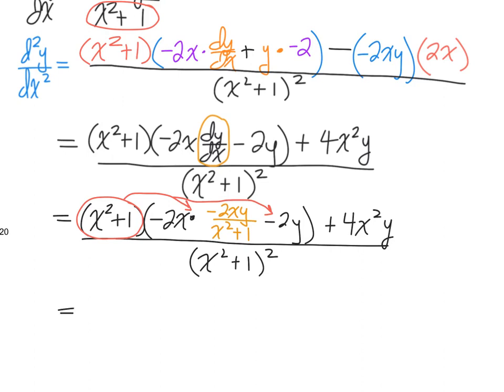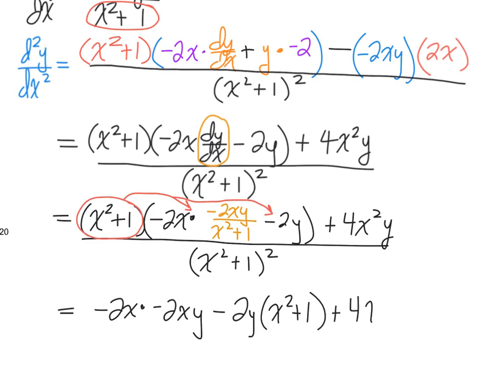Now, this is the one good thing about it. There's not much good that comes out of this problem, but in terms of simplifying, this ends up being a little bit nice. When you multiply this by this product here, it's going to cancel with the x squared plus 1. It won't cancel when you multiply by this one, but the result of this product multiplied by x squared plus 1 is just going to be the negative 2x multiplied by the negative 2xy. Then after that, you'll have 2y times x squared plus 1 plus 4x squared y.